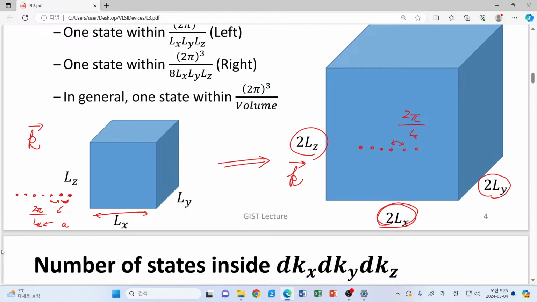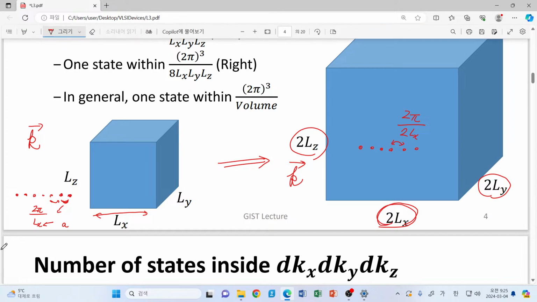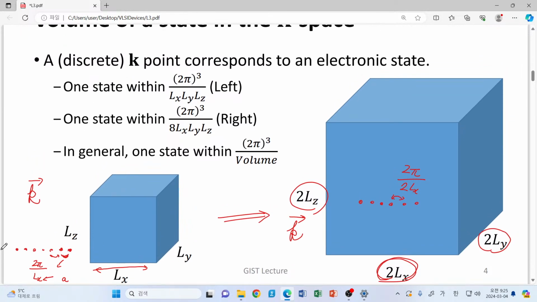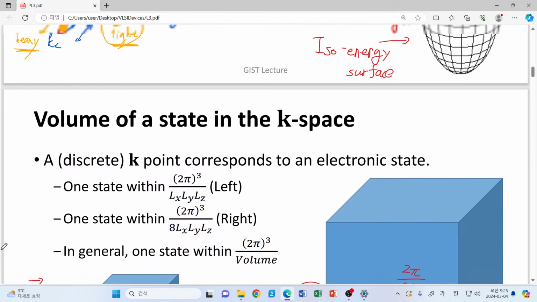Lx? No, because the x-directional size, the system size, becomes twice. Now we can say that it will be normalized by 2 times Lx. Simply speaking, please note the size of your K point.